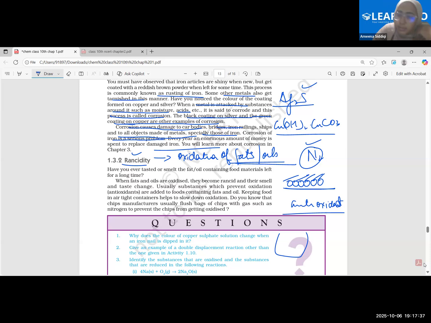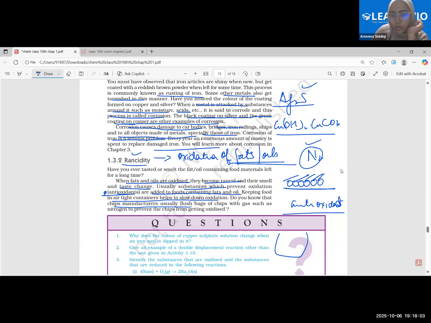Okay. Is it okay? We will go through this. When fats and oils are oxidized, they become rancid and their smell and taste change. Same here: if the composition changes, the taste, the smell, the properties will change. Substances which prevent oxidation are called antioxidants. This is very much asked in the question. They are added to foods containing fats and oil. Keeping food in an airtight container helps to slow down oxidation.